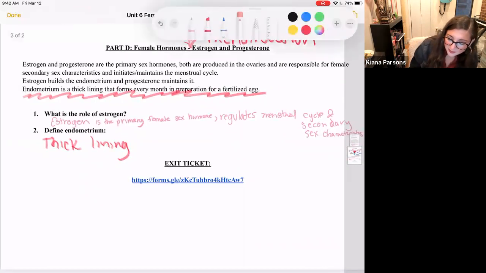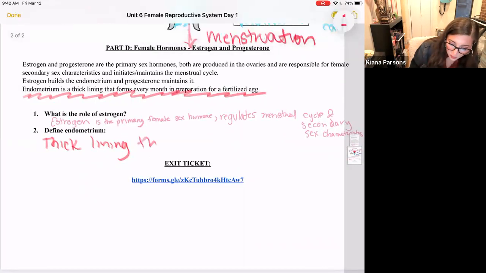So the thick lining that forms every month in preparation for a fertilized egg.